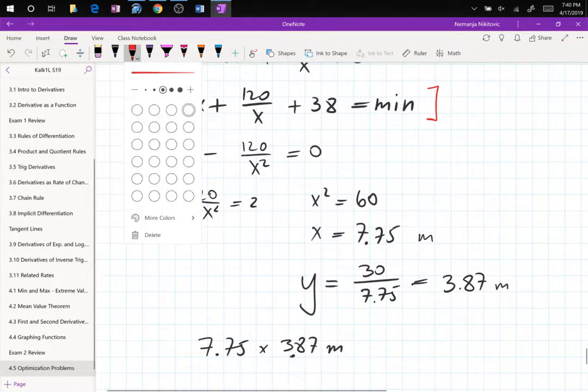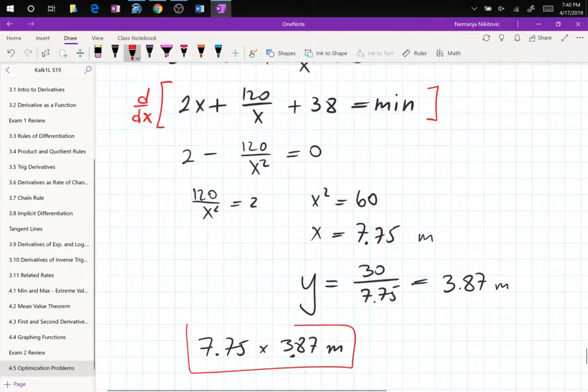These are the dimensions of the pool or the flower garden that will minimize the amount of concrete around.